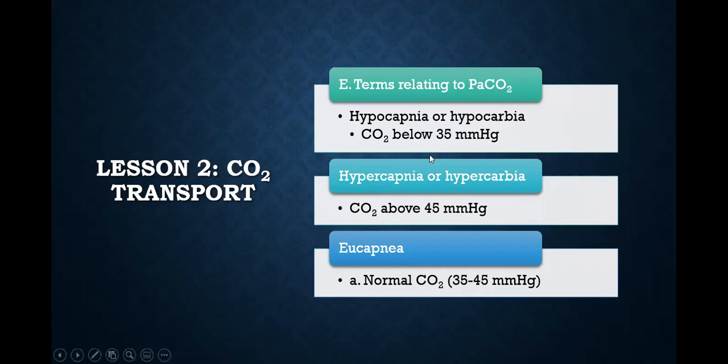All right. Now, when we talk about CO2 as being capnia or carbia, if it's hypercapnia or hypercarbia, then CO2 is over 45. If it's normal, what is the normal CO2? Normal CO2 is 35 to 45. Practice those because you know them, but it can get twisted up in your head if you don't study them.